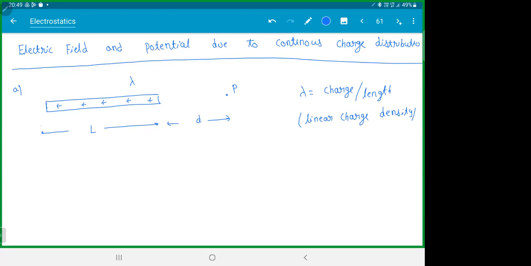So we have a rod of length L where lambda is the charge per unit length. So the charge is spread over the entire rod. At a distance D from one end, there's a point P. Find the electric field and the potential at point P. Give it a try.